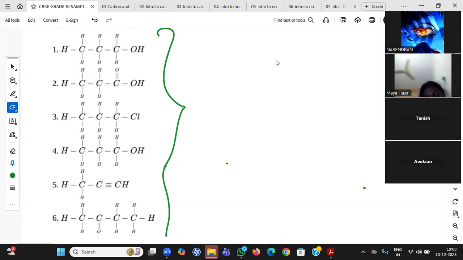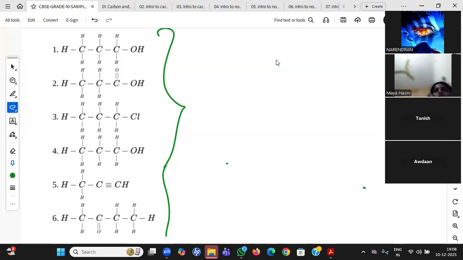Narendran, third answer right. Maya, first answer right. Tanish, second answer right. Avdan, thank God, first answer right. Narendran, very good, fourth answer right. It's okay, you can reduce the speed. But try to give at least 2 or 3 names. Others. Maya, very good, right answer. Narendran, wonderful. All the answers right.